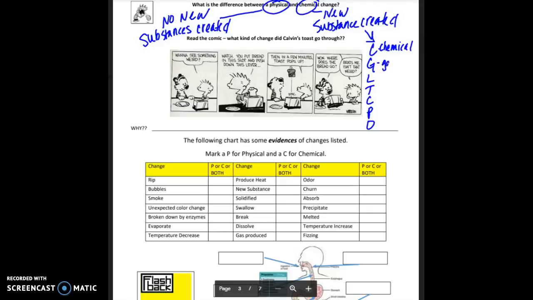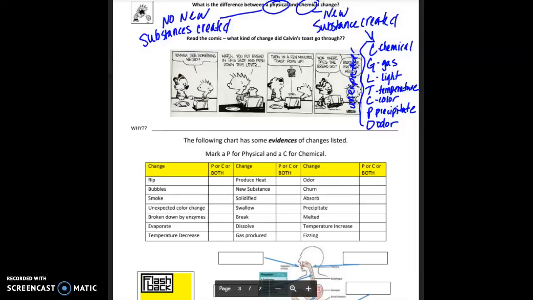The G stands for gas production or bubbles. L is for light. T is for a temperature change. C is for color change. P is for precipitate. And O is for odor. And you're looking for those signs. And remember, the key to those guys is that they have to be unexpected. You're looking for those unexpected changes, not something that's expected.